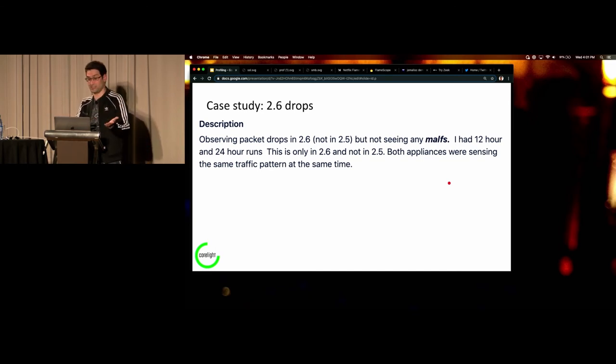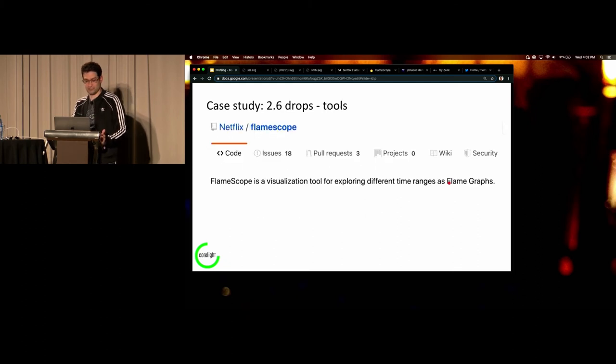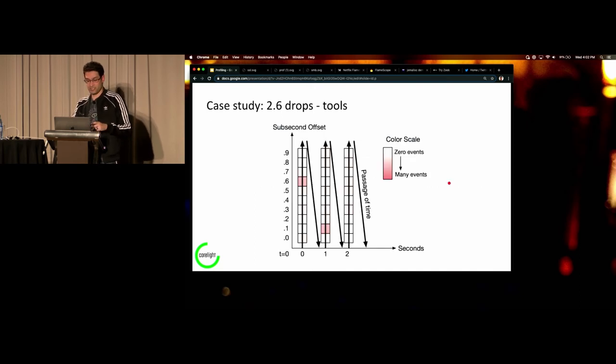But we knew the previous version was fine. So we came up with this process to use perf record to do a 1 minute perf capture constantly, just every minute do a new one, but delete the file unless we saw drops. And if we did see drops, use perf to filter it down to just the core that the drops were seen on, set this up, and basically come back in the morning. And hopefully, maybe we have a file or two. And we did. But I needed a good way to analyze it, and that's where Flamescope comes in. It's a tool that Netflix released as open source that lets you analyze perf output in a very low granularity.